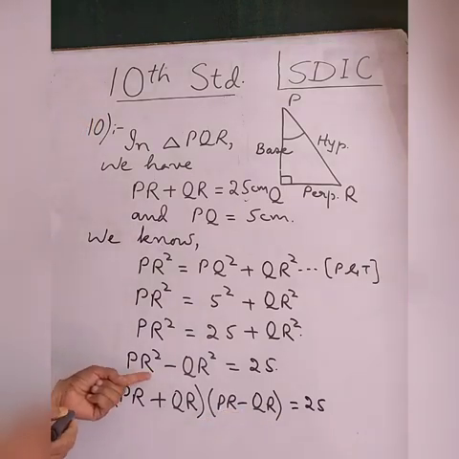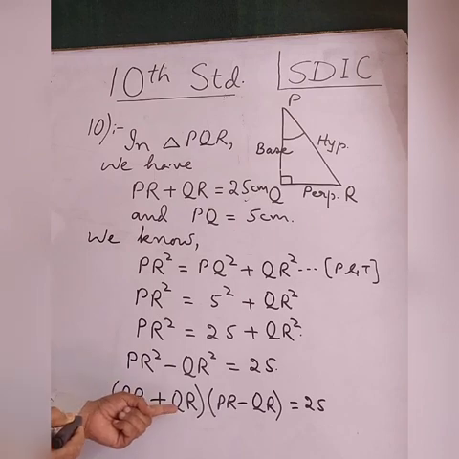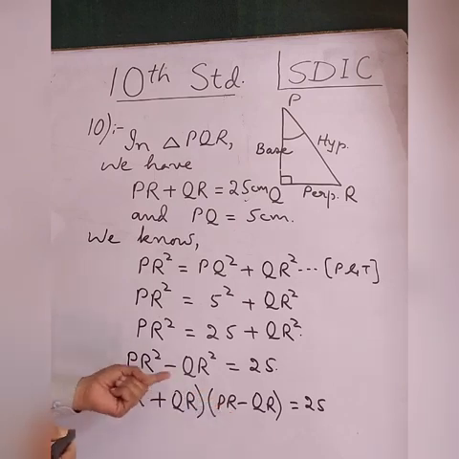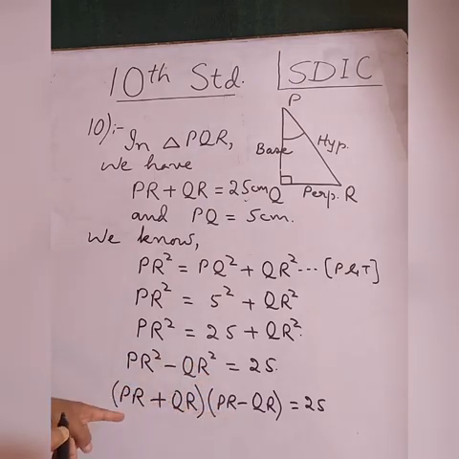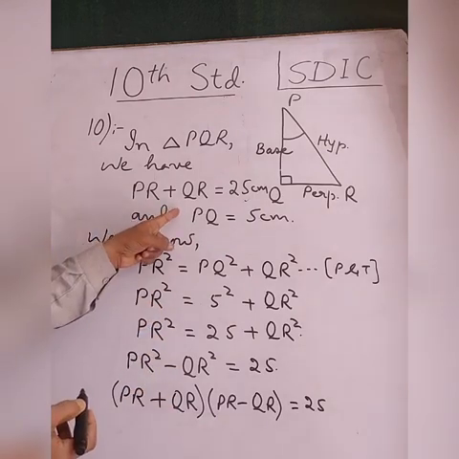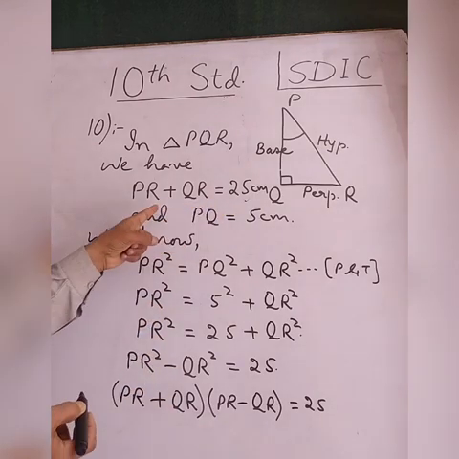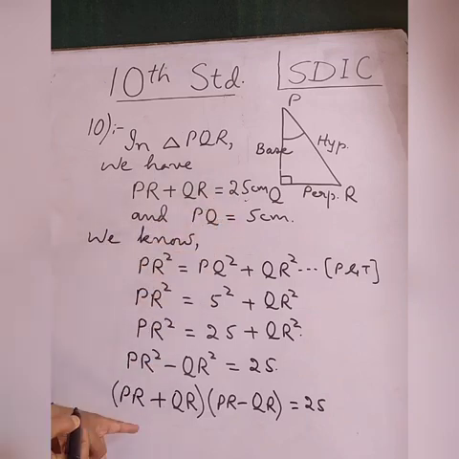PR is A for us, QR is B for us. So it is A plus B, PR plus QR, A minus B, PR minus QR. Out of these, the value of PR plus QR is given to us. We'll substitute that. PR plus QR is given to be 25. Let us use that here.